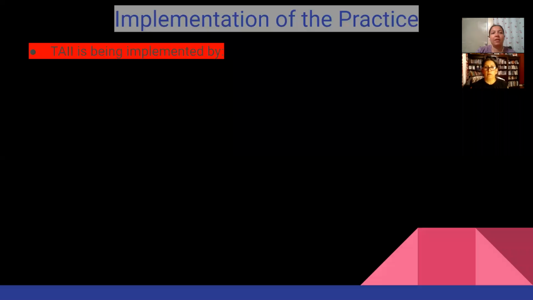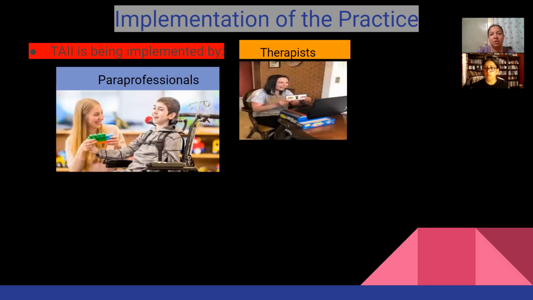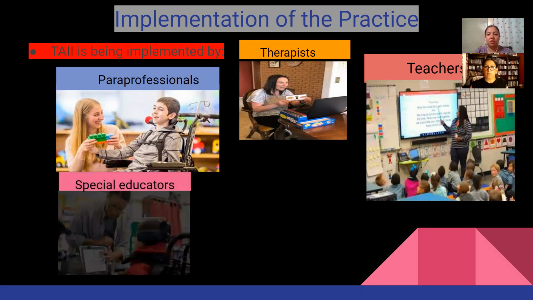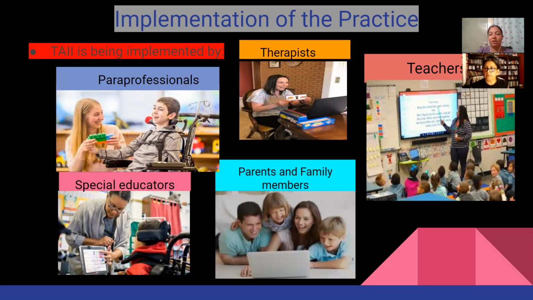So who implements the practice? The TAII is implemented by paraprofessionals and also by therapists, mainly speech therapists, the teachers in the general education setting, and also special educators. Parents and family members will also be part of the implementation. So when you communicate and in the IEPs, you make sure that everybody knows what the student needs for this kind of implementation, and make sure that all of them have some training.